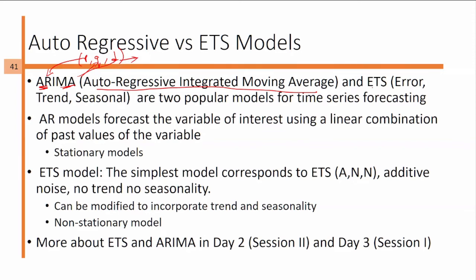The other model that we will look at is ETS, error, trend, seasonality, and these are two popular models for time series forecasting. The difference between these two is that ARIMA works only for stationary time series. So if it is not stationary, then you need to make it stationary. The ETS model can work for non-stationary series also, without converting it.